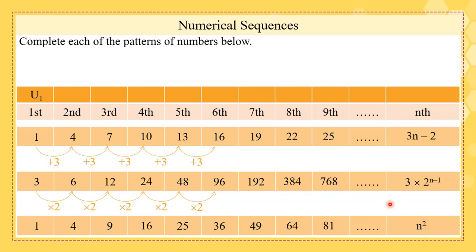Now, this could be called U1, so this would be U2, U3, and so on, U4, U5, U6, U7. So U7 is 49, and so on, U8, U9. In this case, I'm going to call the last term the nth term.